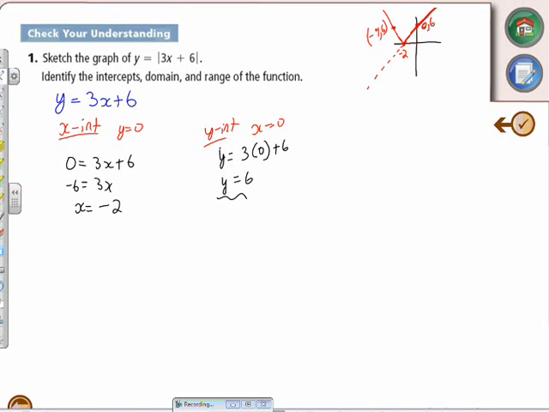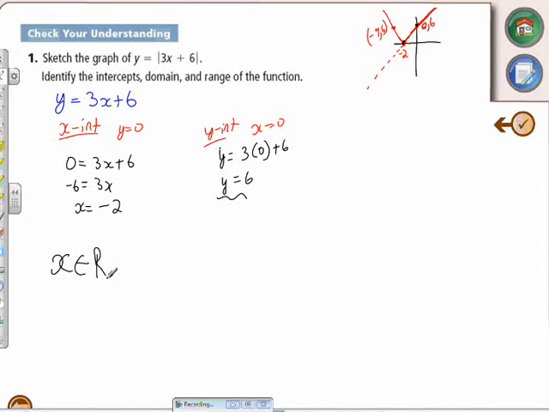Domain. Okay, so the intercepts are going to be the same for both graphs. So the x-intercept is at negative 2, y-intercept at 6. The domain now: you can plug in any x value. There's no restriction on the x value that you can put in there. So we're going to have x is an element of the reals.